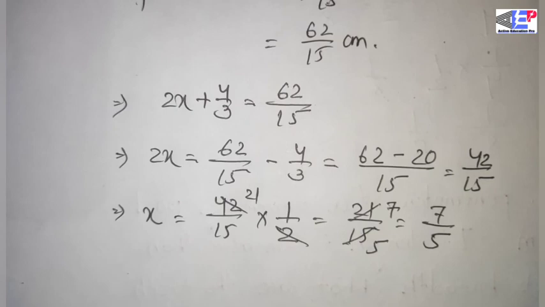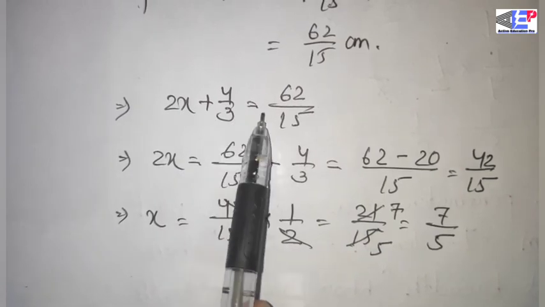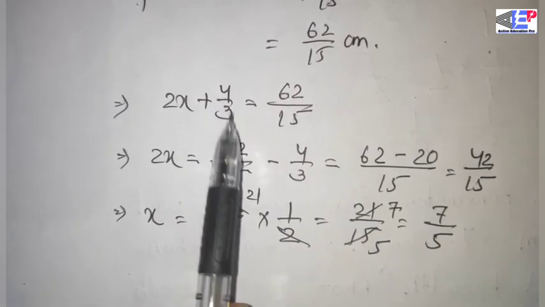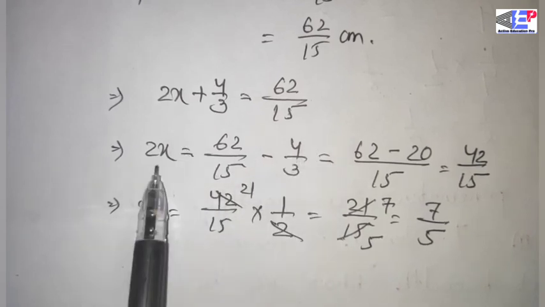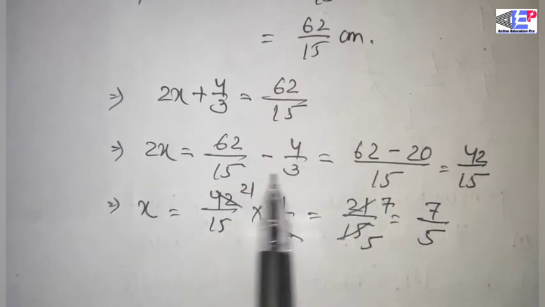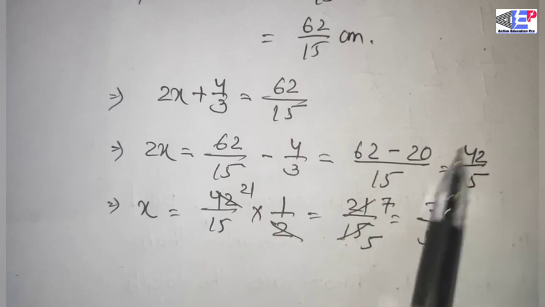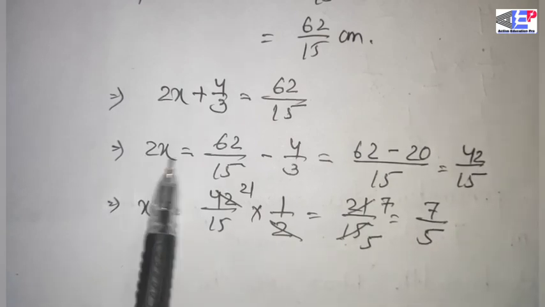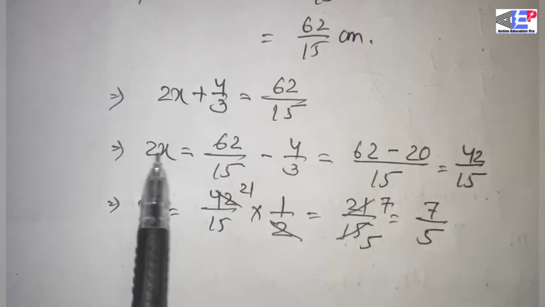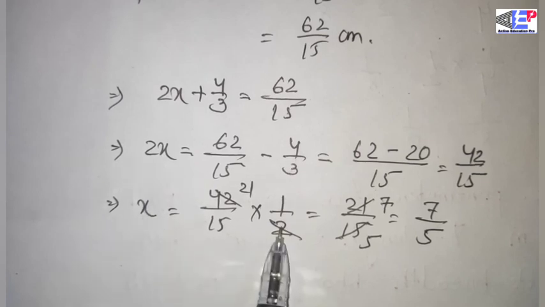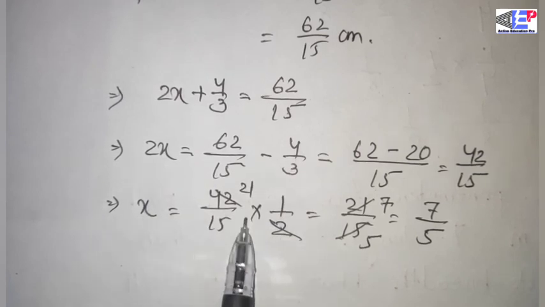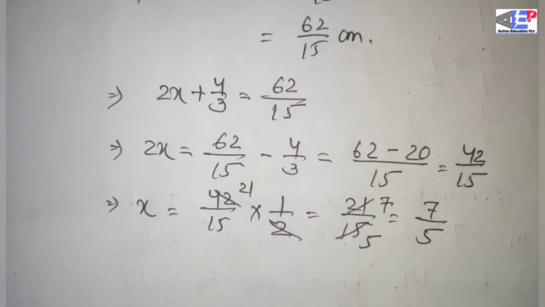Again I show you. 2x plus 4 by 3 is 62 by 15. Then plus 4 by 3 becomes minus 4 by 3 on the right side. By taking the LCM with denominator 15, the answer is 42 by 15. Then 2x is equal to 42 by 15. So 2 is multiplied with this variable; on the right side it will divide the constant 42 by 15. And finally the result is 7 by 5.